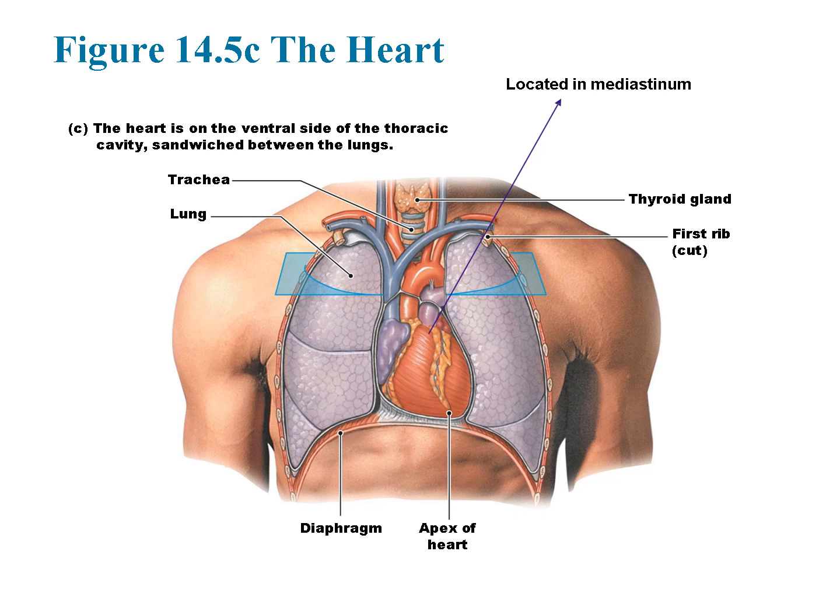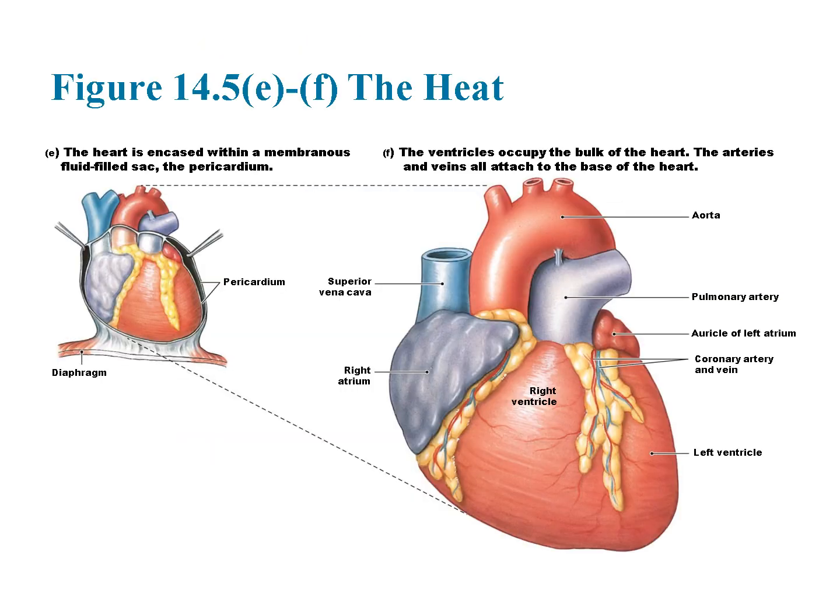By being centrally located and well protected by the rib cage, the heart is optimally positioned to pump blood effectively throughout the body, ensuring continuous circulation and oxygen delivery to tissues. The heart is enclosed within a protective, fluid-filled sac known as the pericardium. This membranous sac reduces friction as the heart beats and provides a cushioning layer to prevent excessive movement within the thoracic cavity.